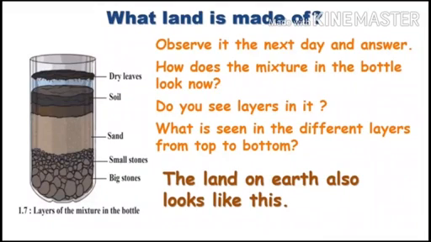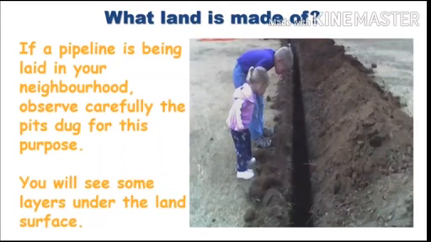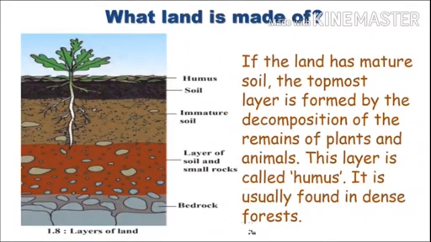How does the mixture in the bottle look now? Do you see layers in it? What is seen in the different layers from top to bottom? The land on the earth also looks like this. After that, if a pipeline is being laid in your neighborhood, observe carefully the pits dug for this purpose. You will see some layers under the land surface. Now let's learn about the different layers of the soil.